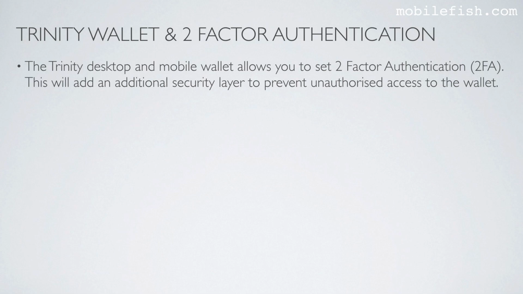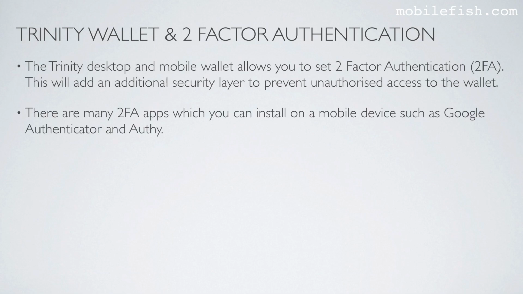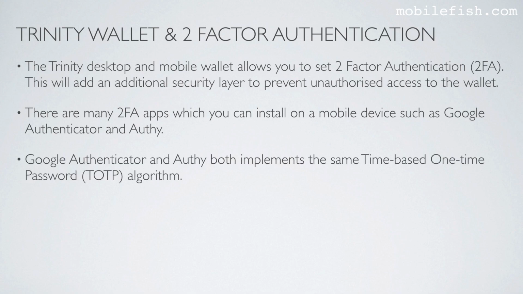The Trinity desktop and mobile wallet allows you to set two-factor authentication. This will add an additional security layer to prevent unauthorized access to the wallet. There are many two-factor authentication apps which you can install on a mobile device, such as Google Authenticator and Authy. Google Authenticator and Authy both implement the same time-based one-time password algorithm.